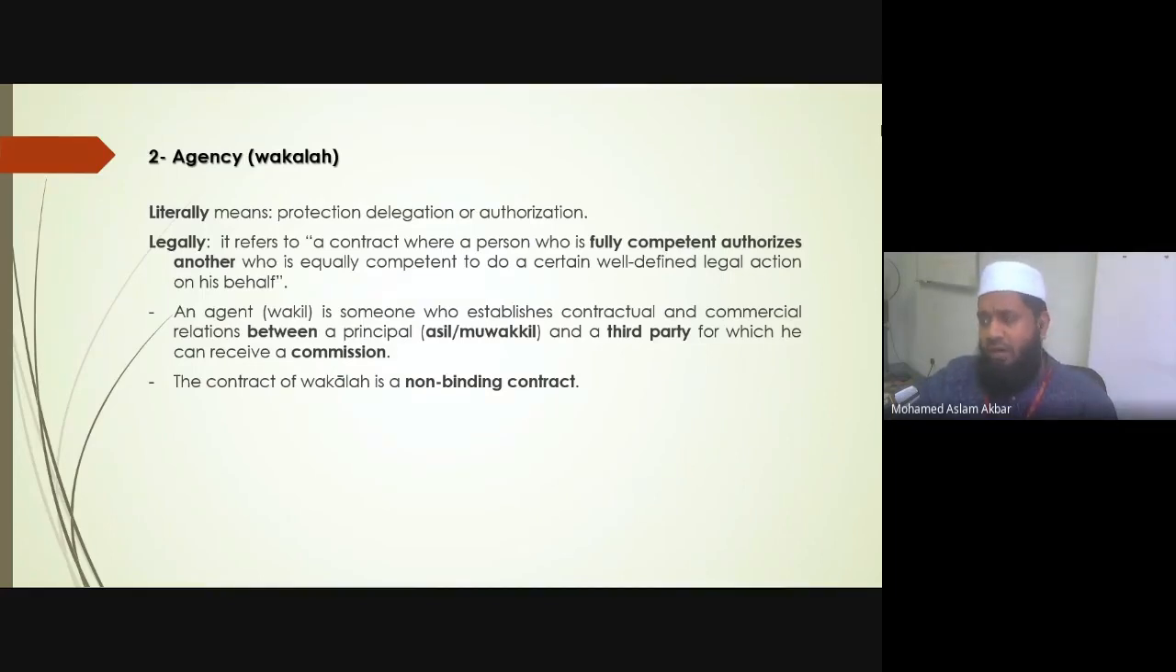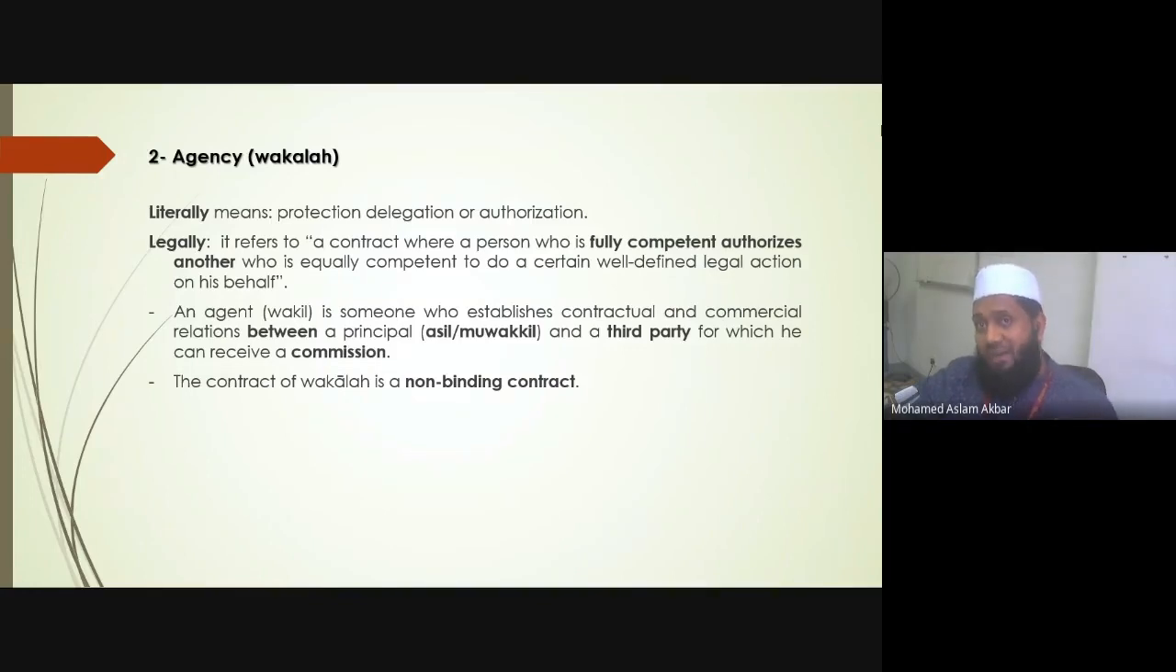There are so many wakala, because today we are not doing most of the things ourselves. Somebody is actually doing for us. For example, you are using this connectivity, your prepaid or postpaid, you are talking to us, you are sitting in the classroom, and somebody is paying for it, somebody is doing this transaction, that transaction. Everything is actually based on wakala, because we have agents working for us. So legally speaking, it refers to a contract where a person who is fully competent authorizes another.